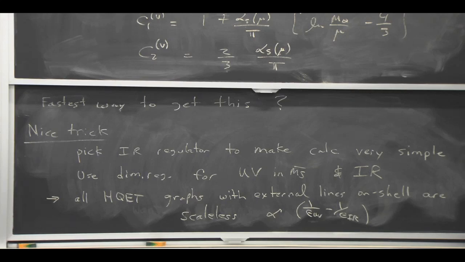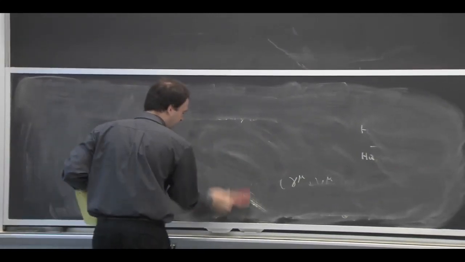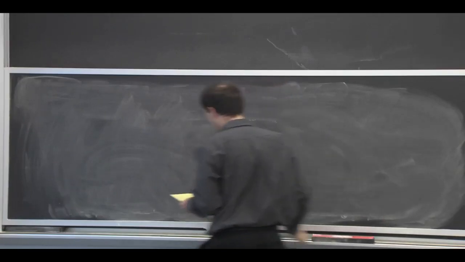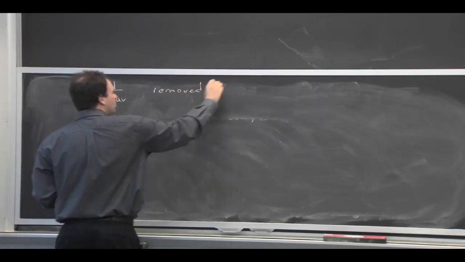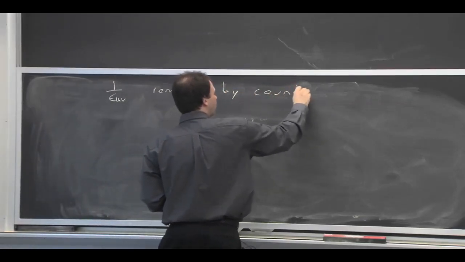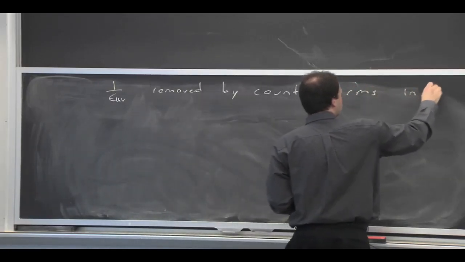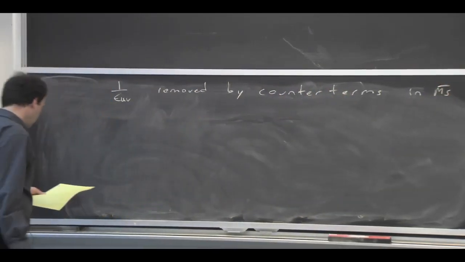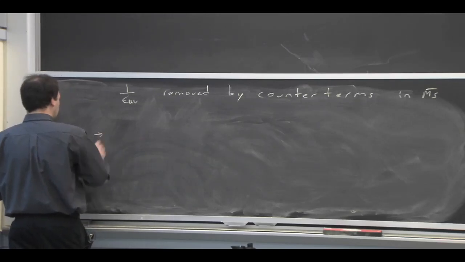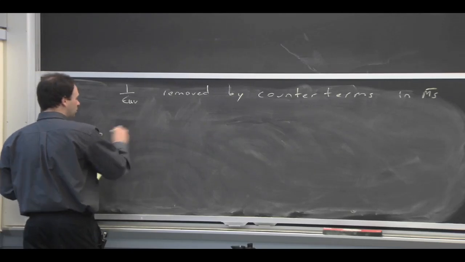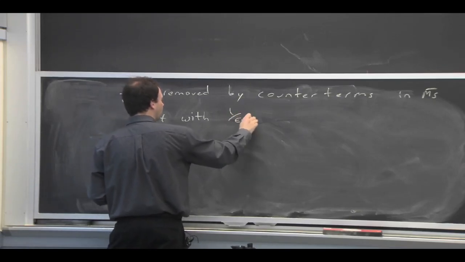But the answers are very simple because you can throw away all the finite pieces. If you have 1 over epsilon minus 1 over epsilon, if you multiply that by epsilon, that term's not there. So 1 over epsilon gets removed by counterterms, and there's no finite pieces left over. So just use MS bar, so you just strip off that exactly. And you're left with 1 over epsilon IR. So the effective theory diagrams are just simply all 1 over epsilon IR.